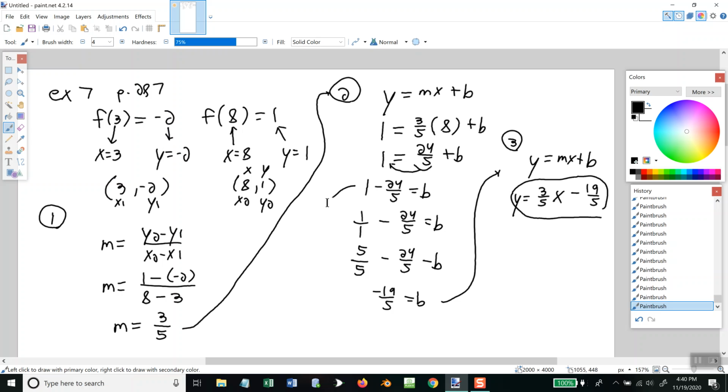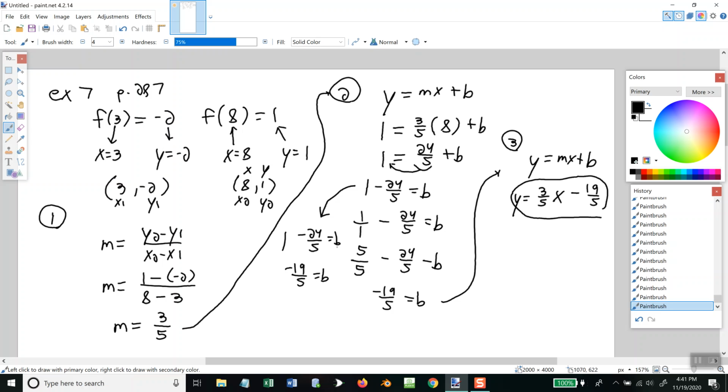Now, I said that this is a mixed number form. 1 minus 24/5 equals b. Notice I put that negative kind of up on top, because if you treat it as a mixed number form, where you got a whole number, integer to the side, and you got a fraction, what you do is you take the number that's to the side, multiply it times the denominator, and then add the number on top. 1 times 5 is 5, plus a -24 gives me a -19. So you could also have done it that way.